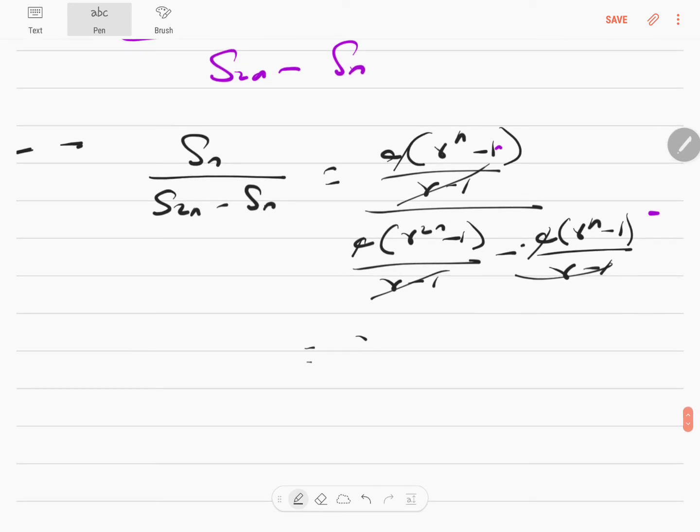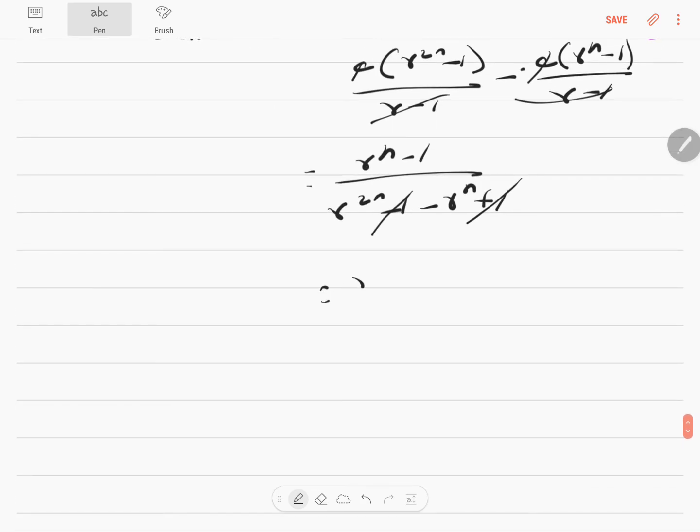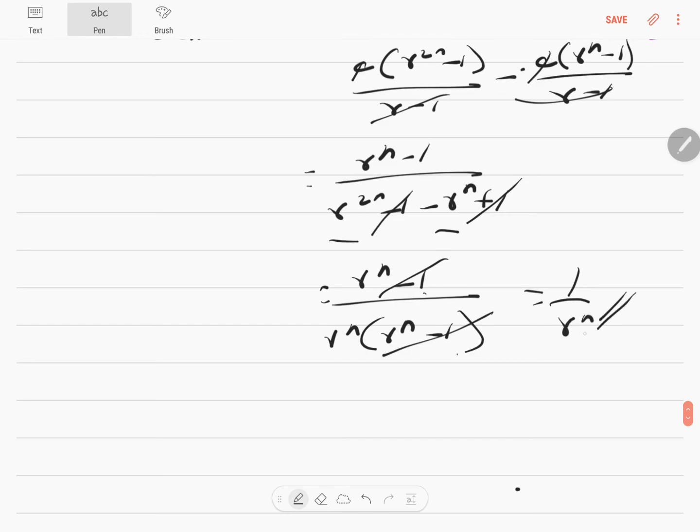So what will happen? r to the power n minus 1 by r to the power 2n minus 1 minus r to the power n plus 1 also gets cancelled. So r to the power n minus 1 by, here what is common? r to the power n is common, r to the power n minus 1 this also gets cancelled, leaving 1 by r to the power n. That's all, we proved what we wanted to prove.